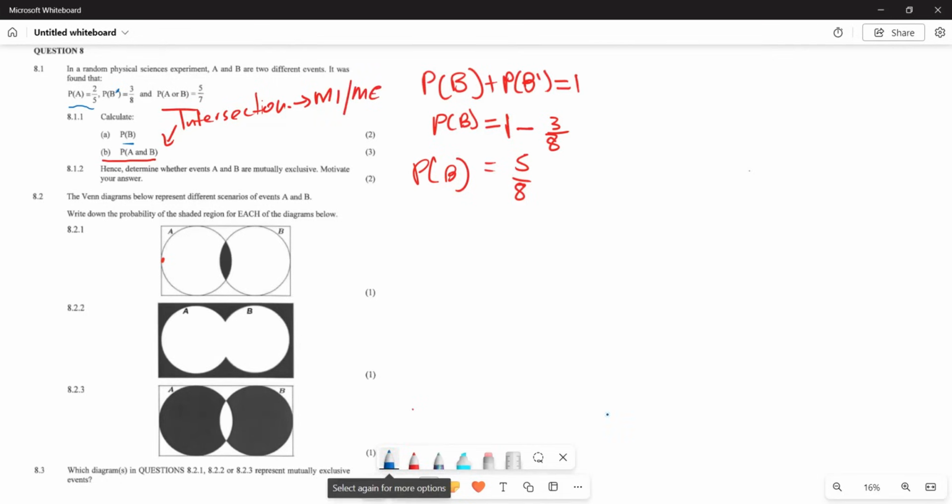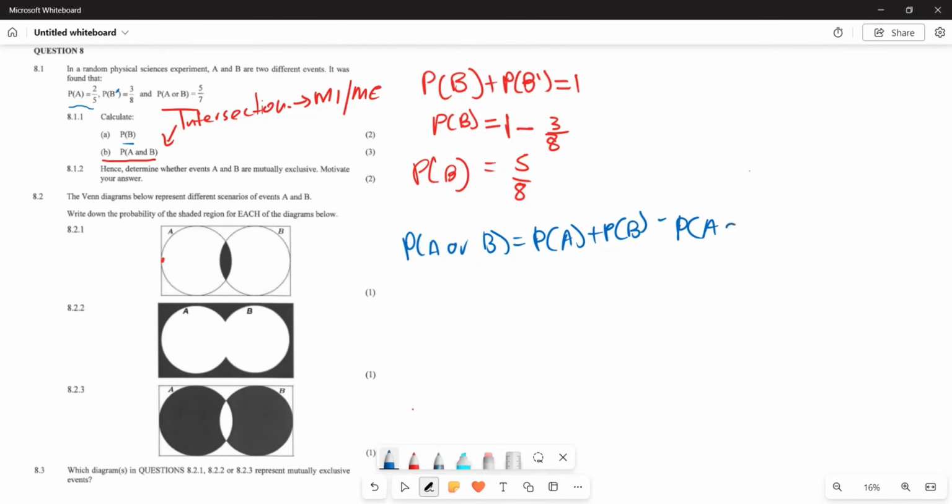You are going to start by using the formula for the probability of A or B, which is equal to the probability of A plus the probability of B, subtract the probability of A and B. This is the formula you are going to use to find the probability of A and B. It's more like you're proving the inclusivity.